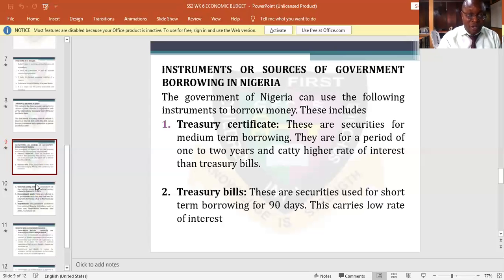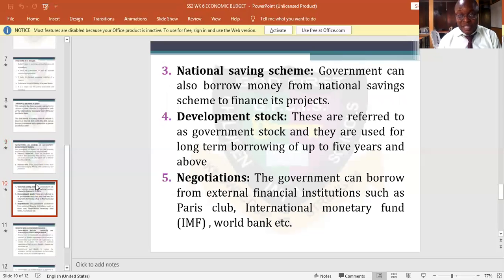So that is for that. Let us look at national savings scheme. Government can also borrow money from the national savings scheme to finance its projects. They are doing that because they want to finance a huge project or large project, or can I say capital project. So government can do that as well.